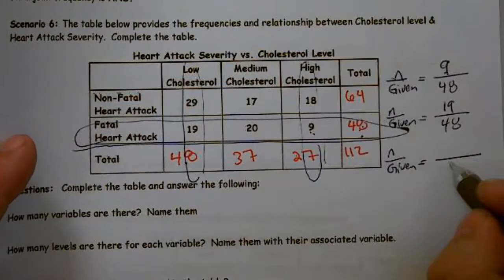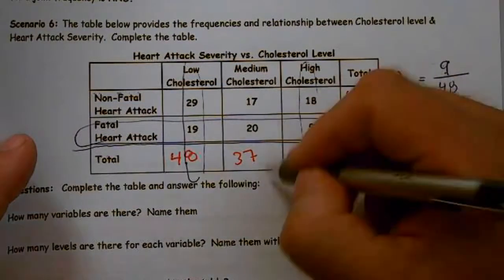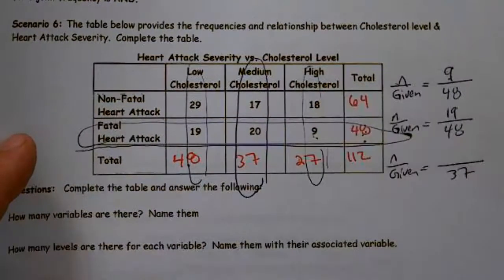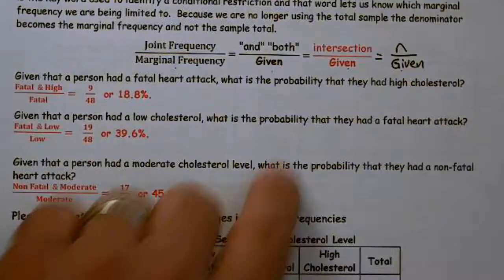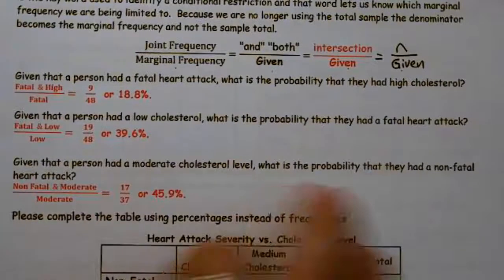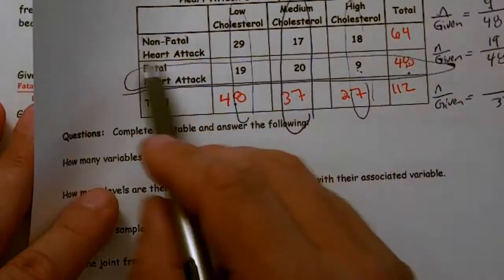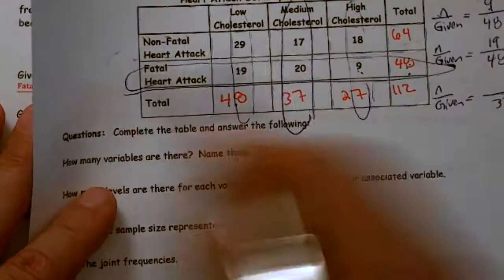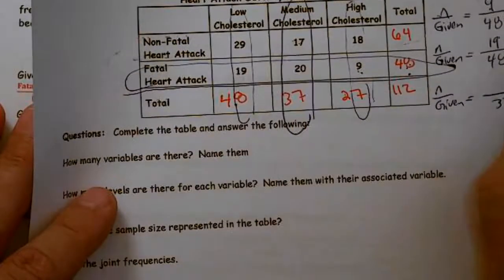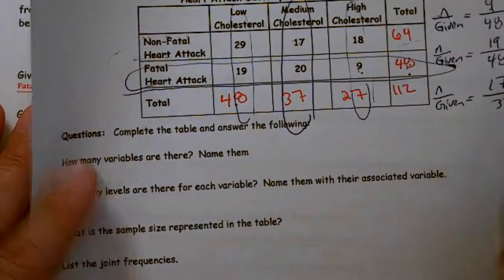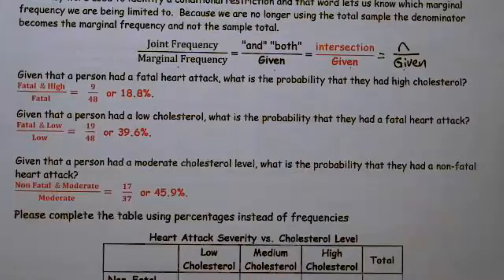Lastly, given a person had a moderate cholesterol level, so we're looking at the medium, so intersection over given equals 37 in the denominator, because we're looking at this column right here for the medium. What's the probability that they had a non-fatal heart attack? So non-fatal and medium would be, oh, there's my intersection at 17. So 17/37.